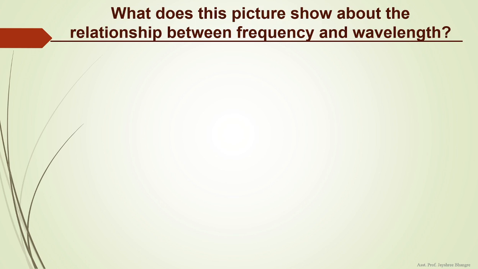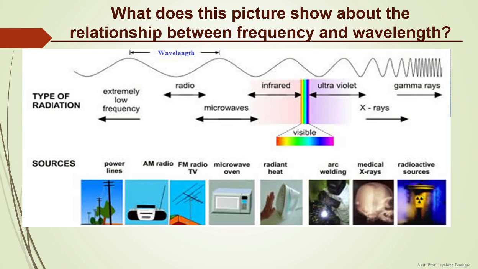So what does this picture show about the relationship between the frequency and wavelength? Here we can see the relationship between the wavelength and the frequency. Wavelength is the distance between two points of the wave in the periodic form. As we go from left to right, the frequency increases and the wavelength decreases. The distance between two peaks decreases as we go from left to right. So that is the relation.